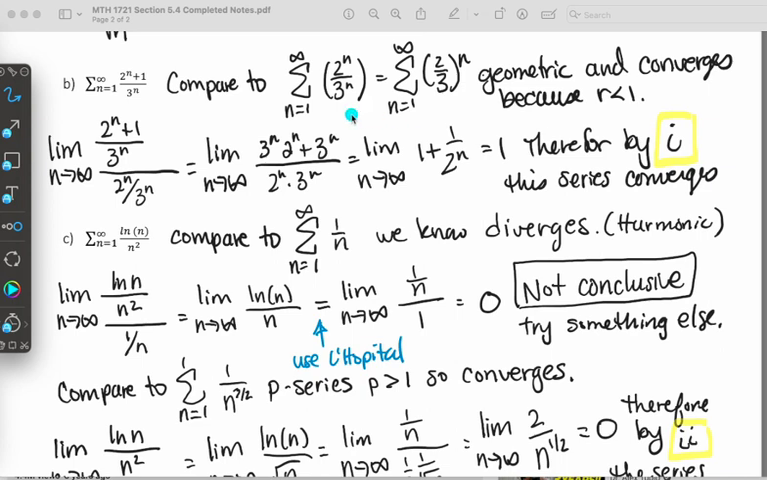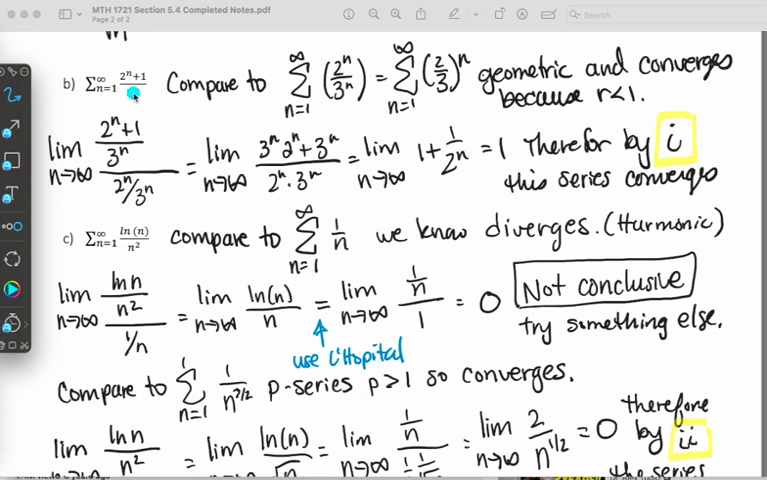We don't have to compare it to a geometric series or p-series. It's just more convenient because that's what we are familiar with.